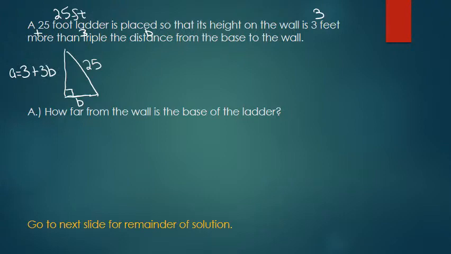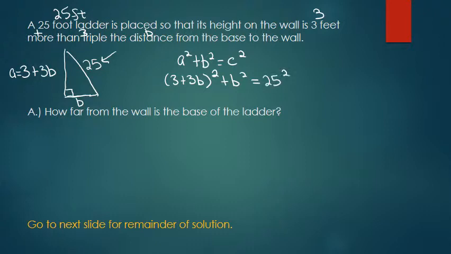Now whenever I'm solving the unknown sides of a right triangle, I have the Pythagorean theorem, which is a squared plus b squared equals c squared. So I'm going to plug the information in that I have. I have that a equals 3 plus 3b. So I have 3 plus 3b, and I have to square that, plus b squared equals, and c is always the hypotenuse, the side directly across from the 90-degree angle, and that equals 25 squared.